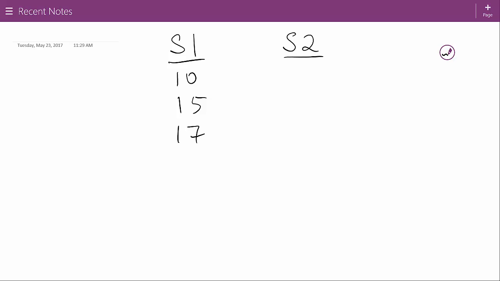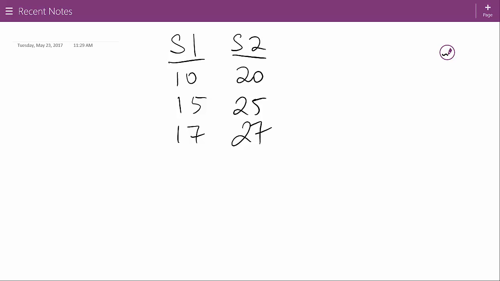Let's say I have two samples with only 3 numbers in each sample, okay? So here's my sample number 1, S1, and here's my sample number 2. Let's say in sample number 1 I have the numbers 10, 15, and 17. And let me actually draw them closer together. Sample number 2 has numbers 20, 25, and 27. Something like that. Okay? And again, let's say I'm testing the hypothesis: locations are the same versus locations are not the same. Okay?